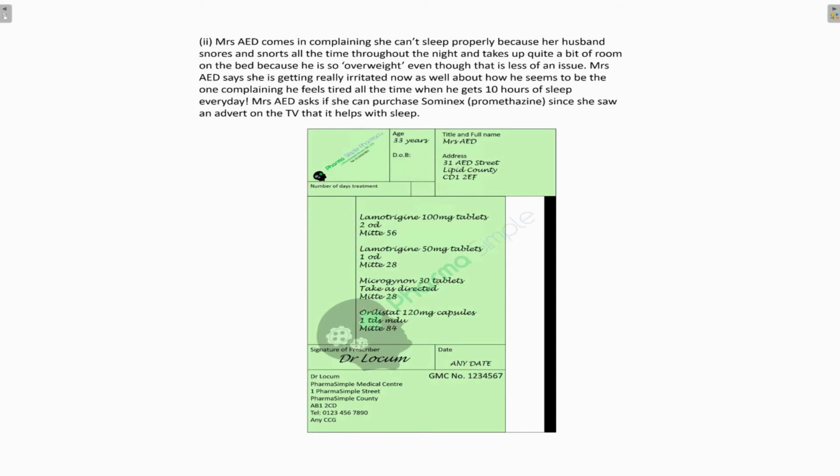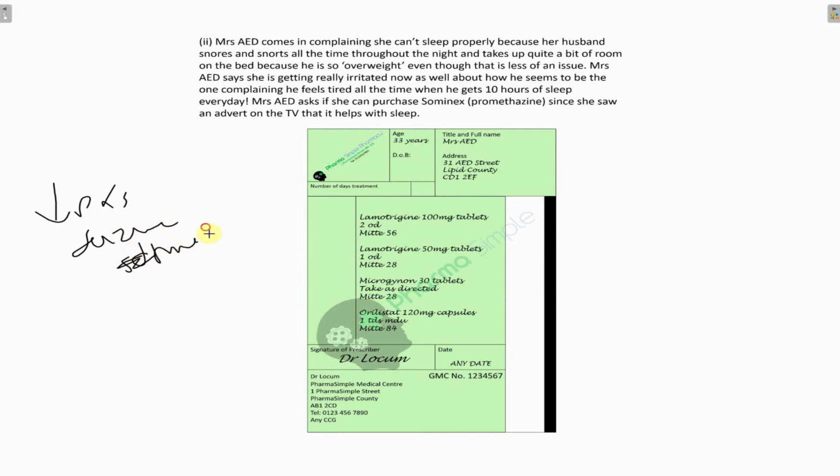So our question reads, Mrs. AED comes in complaining she can't sleep properly because her husband snores and snorts all the time throughout the night and takes up quite a bit of room on the bed because he is so overweight, even though that is less of an issue. Mrs. AED says she is getting really irritated now as well about how he seems to be the one complaining he feels tired all the time when he gets 10 hours of sleep every day. Mrs. AED asks if she can purchase Sominex, promethazine, since she saw an advert on the TV that it helps with sleep.